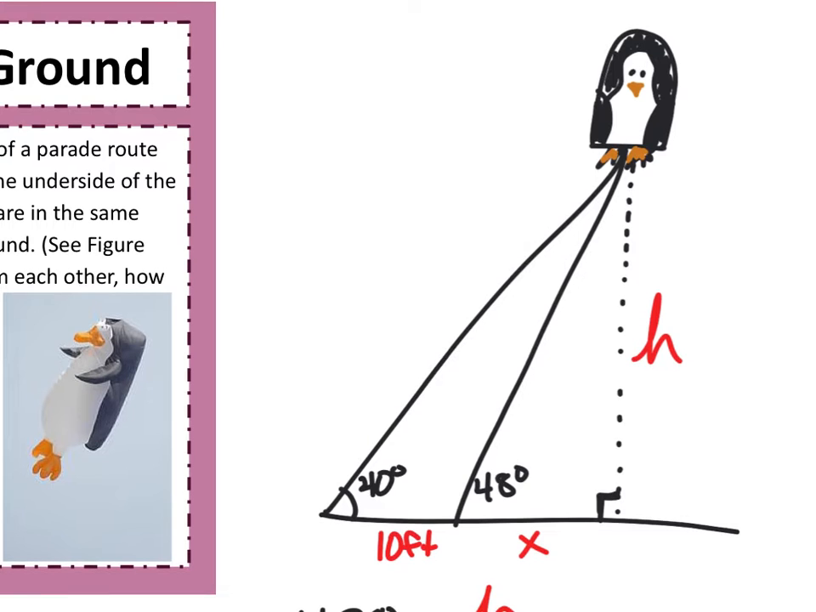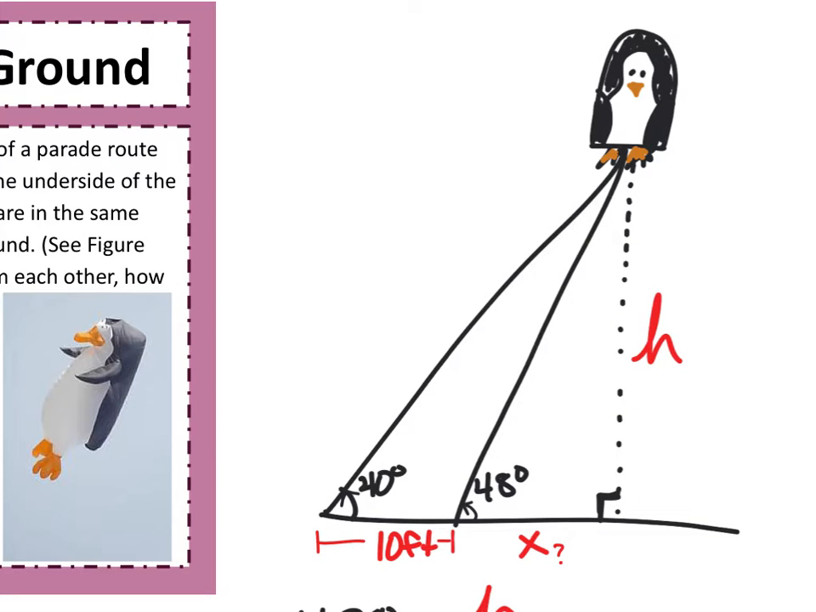Okay, here's the situation. So we've got a penguin float in the air, and it's attached by two cables. Now, the first cable makes an angle of 40 degrees with the ground. It's an angle of elevation. The second one makes an angle of 48 degrees. We know the distance between the two cables is 10 feet. We don't know the distance from the second cable to the straight line. Sorry, that's called the straight line, not a diagonal. But we know that we want that height. We want to know how high the penguin is off the ground.